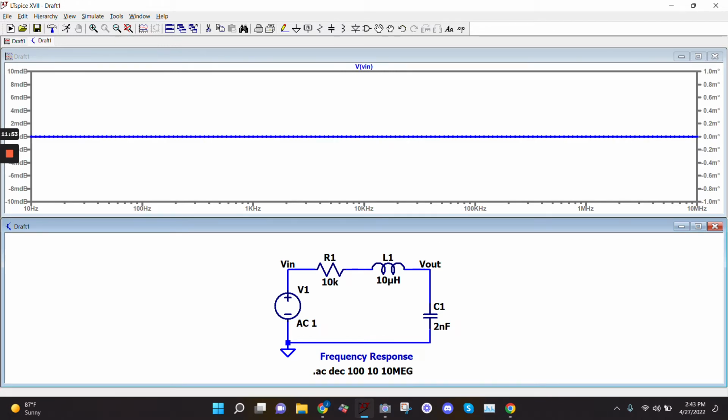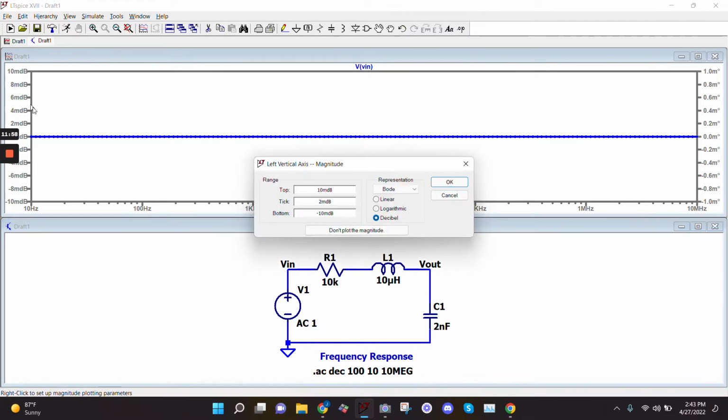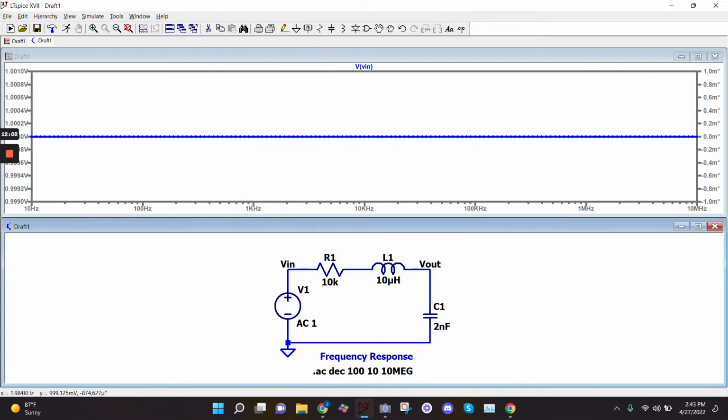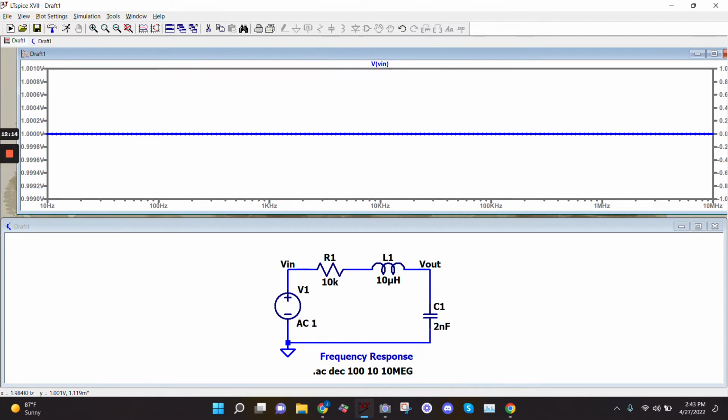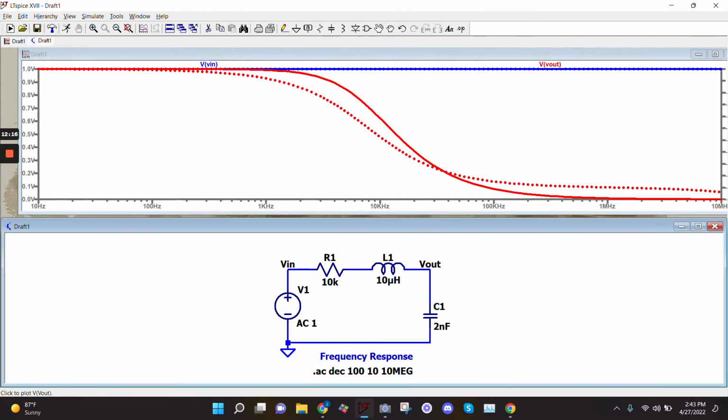So V in is constant. V in's not changing. It's going to stay at, let me change this to linear. I don't want to get into decibels. Okay, so it's 1 volt for all frequencies, because my input is not dependent on the frequency, right? My input's not changing based on the frequency. My output is going to change based on the frequency. My input is not. And so what I get is this plot right here. And so this is telling me that for this particular circuit, this is going to be something that nobody's really used to seeing, okay?